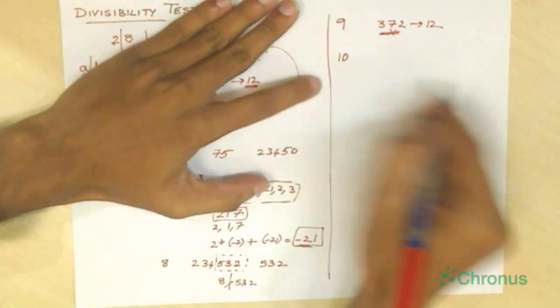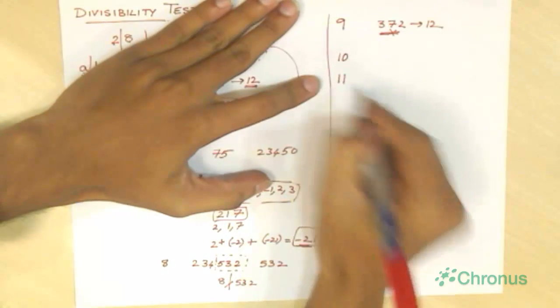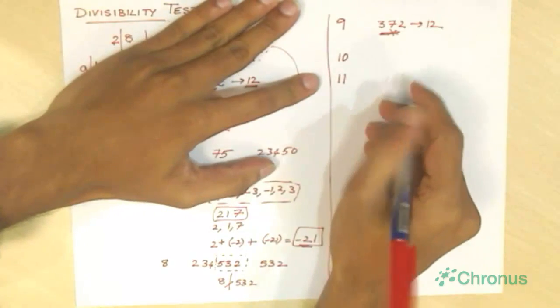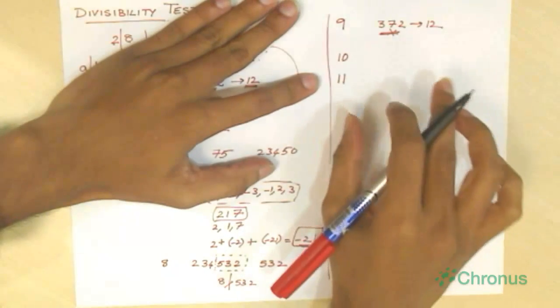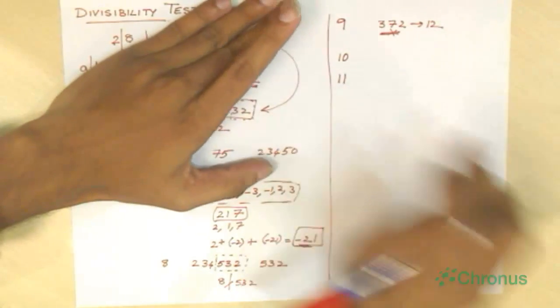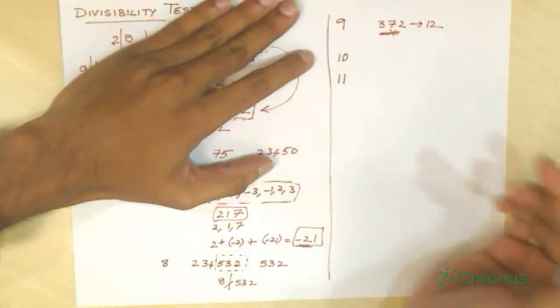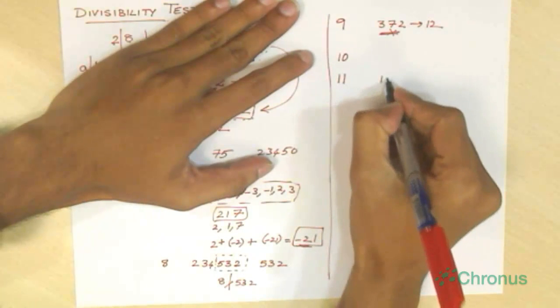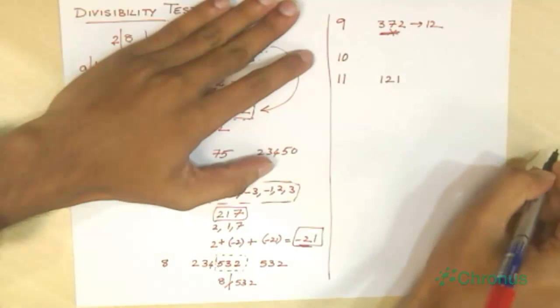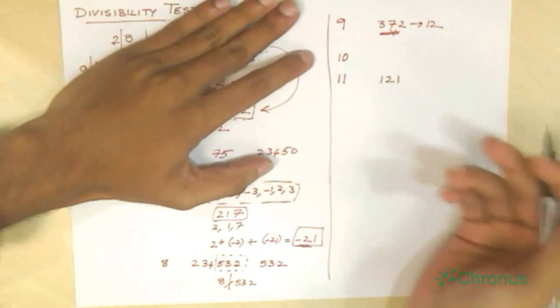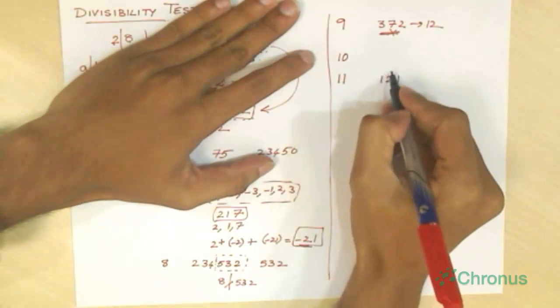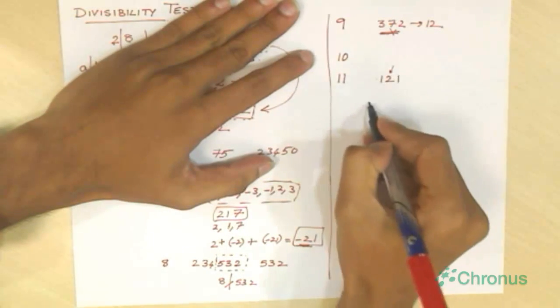And a number is said to be divisible by 11 if the difference between the sums of digits in the odd places and even places is a multiple of 11. So let's take an example, 121. What you do is you sum up all the digits which are in even places. So there is only one, the second place. So this is the number.